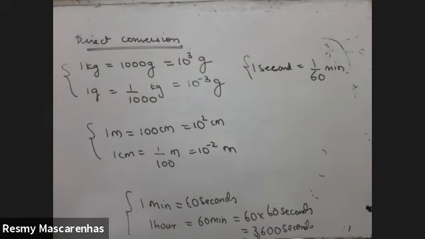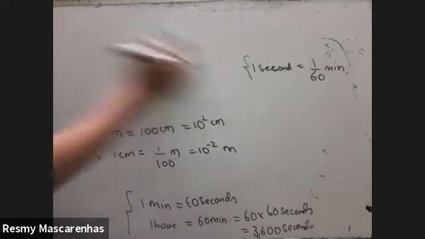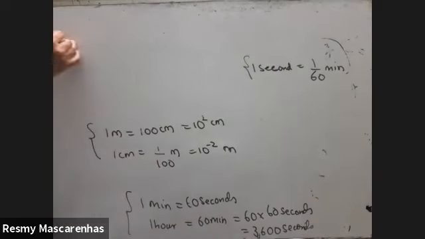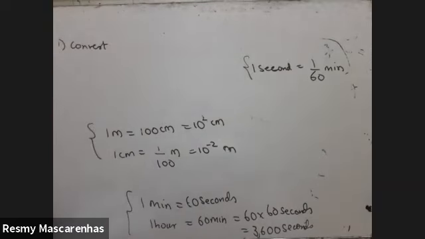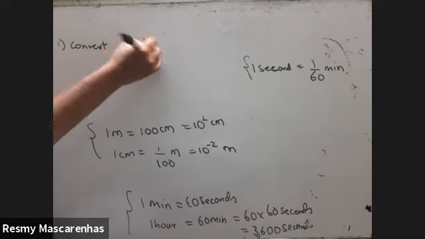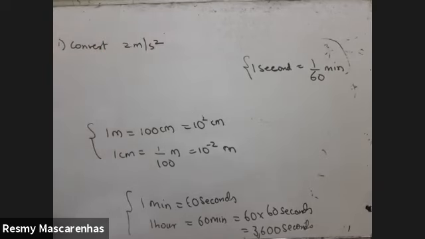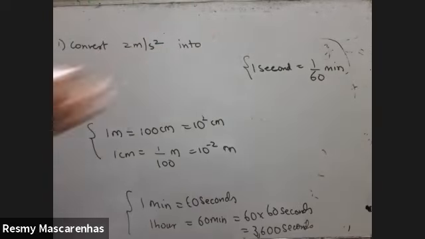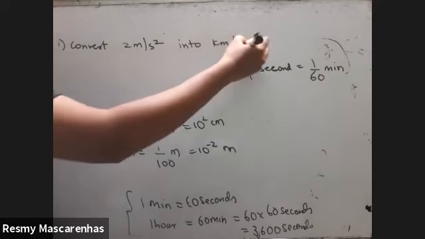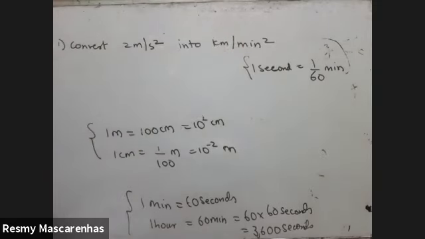Any doubts in these normal conversions of units? So the question is, convert 2 meter per second square into kilometer per minute square.